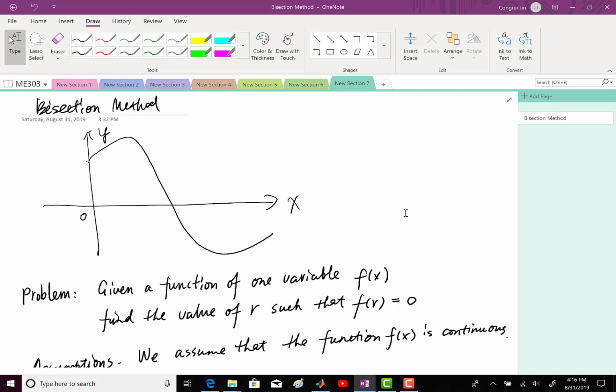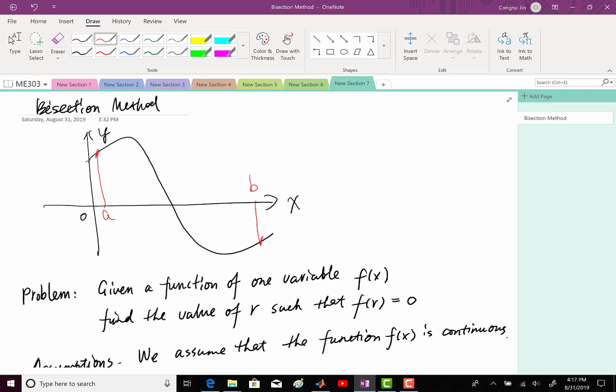So how it works: assume that you have a function f(x), which looks like this. We first take an interval from a to b. For example, we assume this is a, and this is b. You can see that at a, the value of the function f(a) is positive, and the value f(b) is negative, and this function is continuous on the interval a to b. Because on one end it's positive and on the other end it's negative, there must be at least one root inside this interval. So this method is about how to find this root.